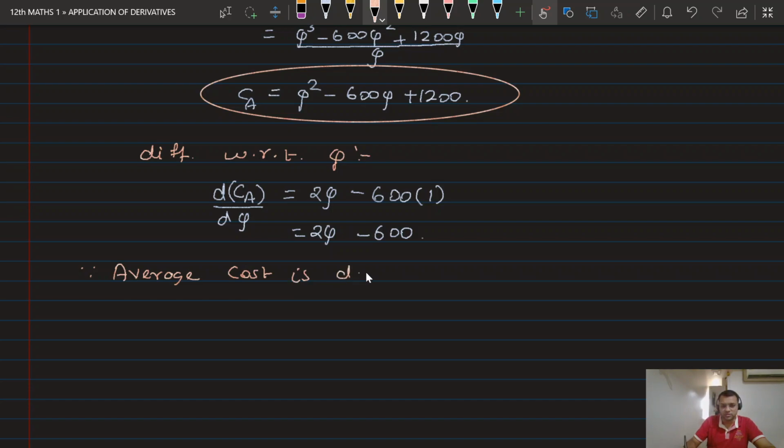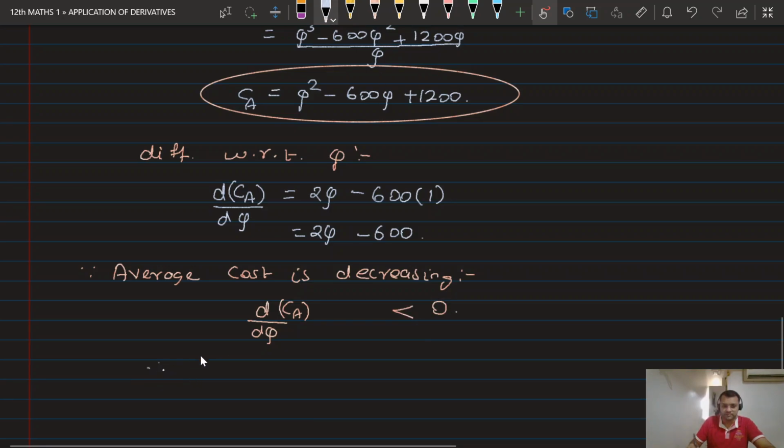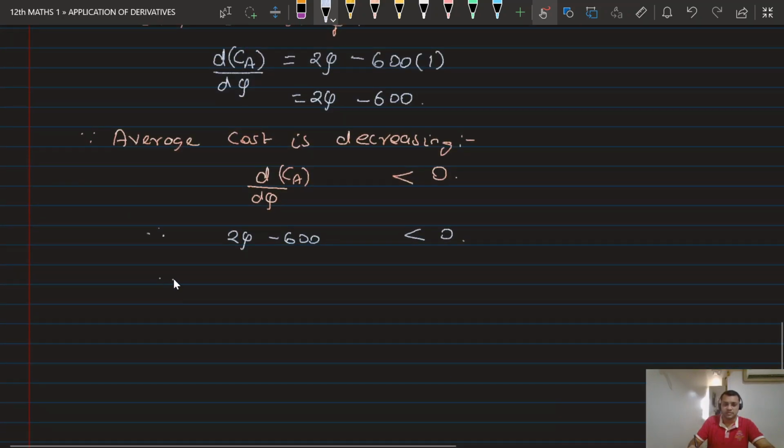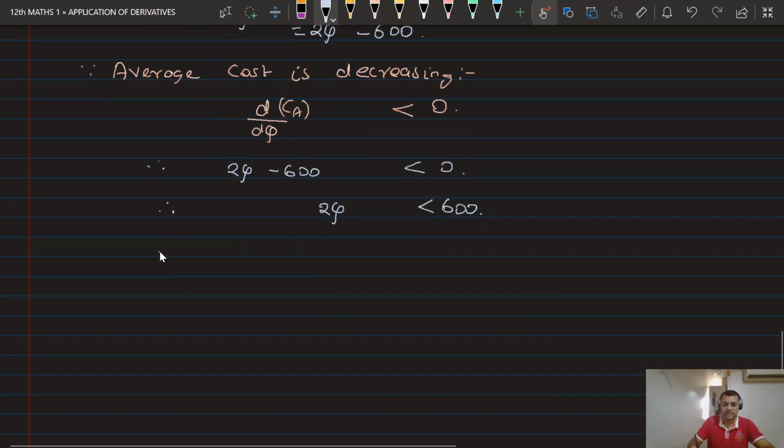Now once again we have to write over here, since the average cost is decreasing, the derivative has to be lesser than 0. This implies that 2q minus 600 is lesser than 0. Therefore 2q is lesser than 600, and therefore I can say that q is lesser than 300.